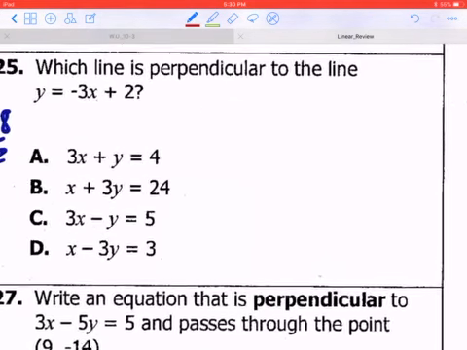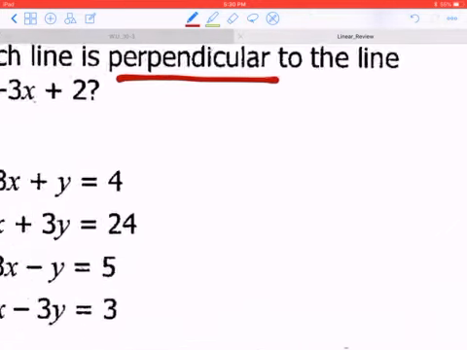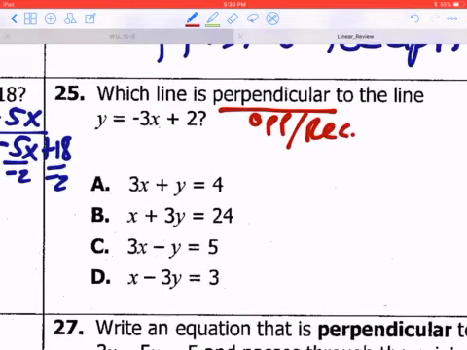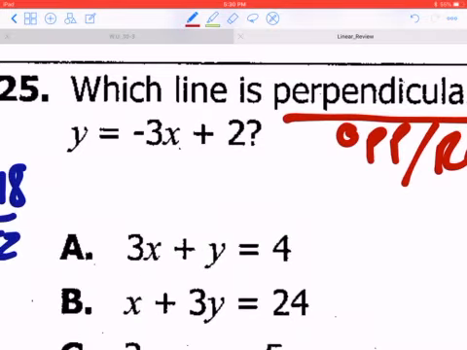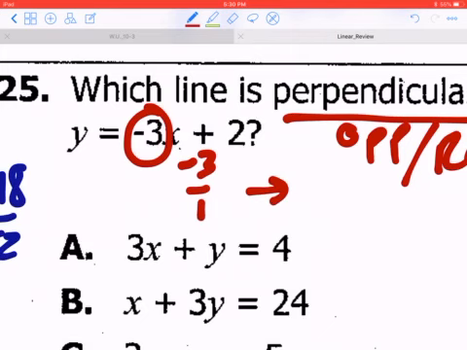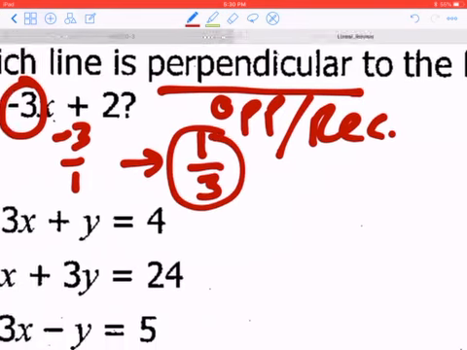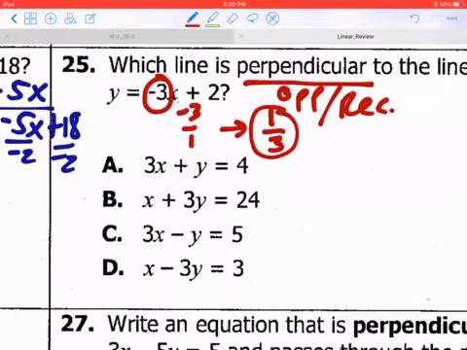Number 25, which line is perpendicular? So opposite reciprocal for the slope. So we already know that the slope for the original one is negative 3. So remember, it's negative 3 over 1. So opposite reciprocal means that it's going to be positive 1/3. So we're looking for the equation that has a positive 1/3 for the slope.